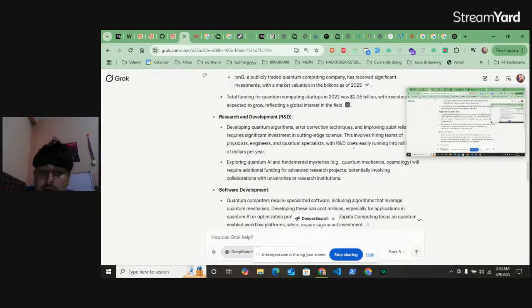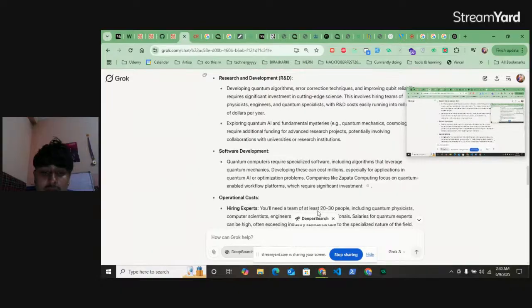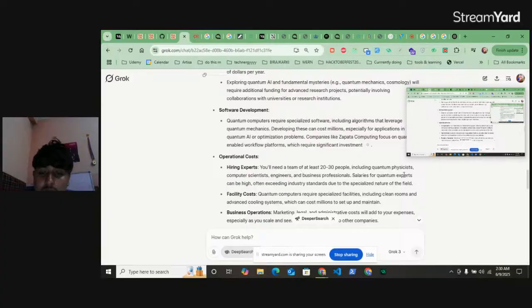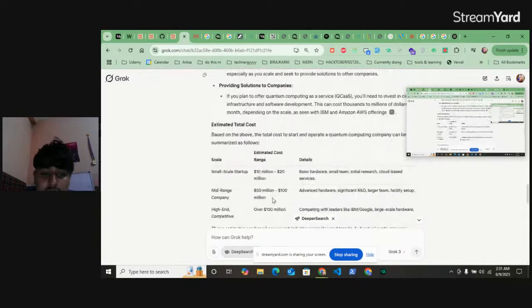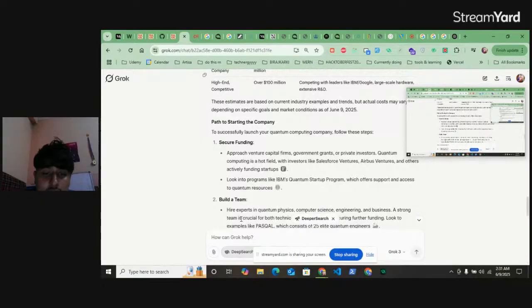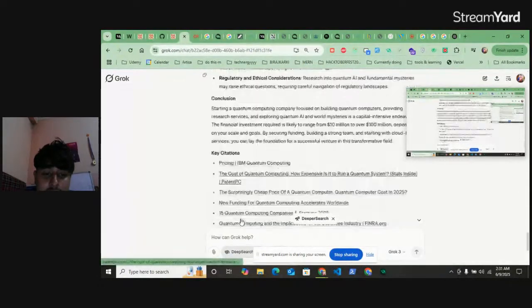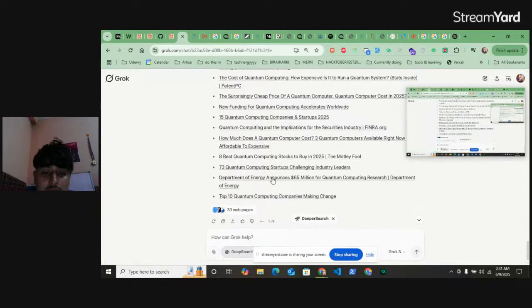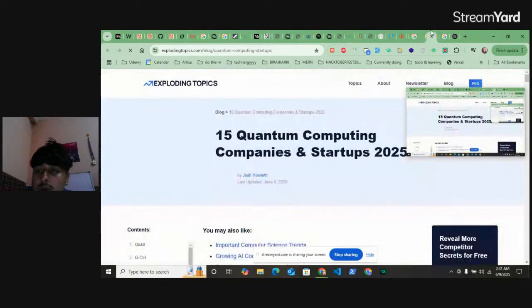Okay, and developing quantum hardware requires specialized companies, hiring experts. You will need a team of 20 to 30 people and facilities, scaling 10 million, 20 million. Bro, for a mid-range company, you need to secure funding to build a team. So this is what I will be looking into. Okay, 15 quantum computing companies and startups in 2025. I will be looking into this and these two things.